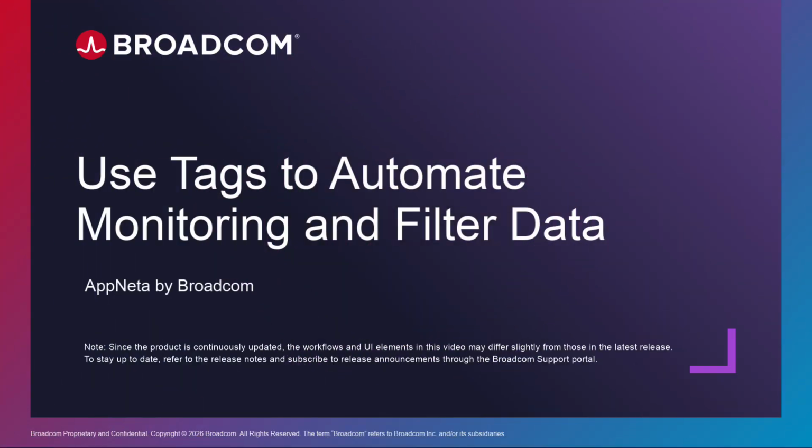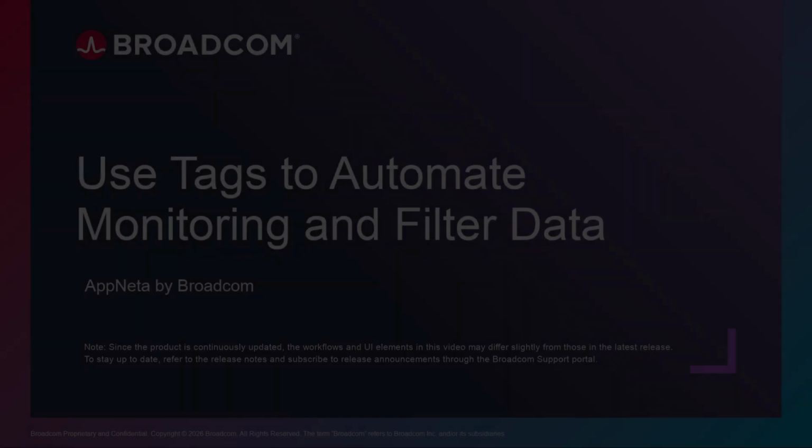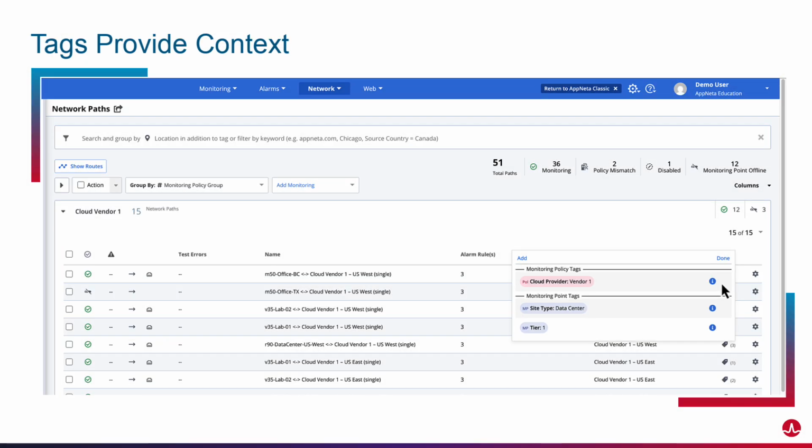In this video, we'll look at how to use tags in AppNeta to automate monitoring, filter alarms, and locate relevant performance monitoring data. Tags are name-value pairs that provide context about the monitoring environment. These tags help admins define policies to automate monitoring from relevant sources. And they help users locate, filter, and organize views according to meaningful categories inherited by performance data and alarms.